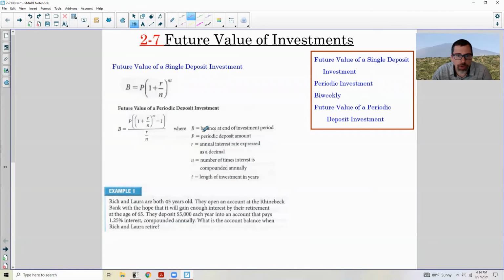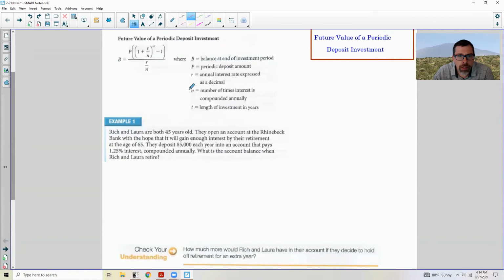Okay, so here we go. B is the balance at the end of the investment period. P is the periodic deposit amount. R is the annual interest rate expressed as a decimal. N is the number of times it's compounded in 1 year. And T is the length of the investment in years.